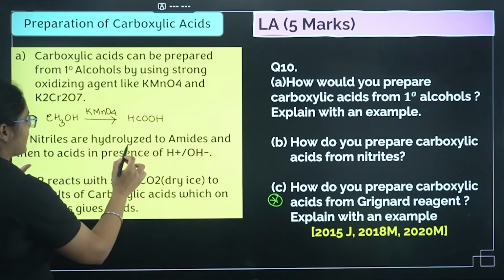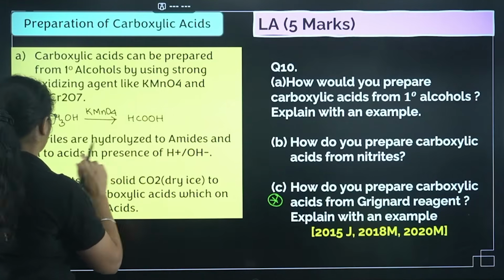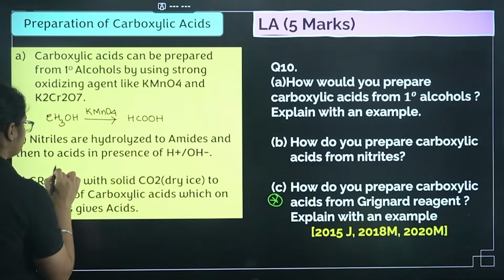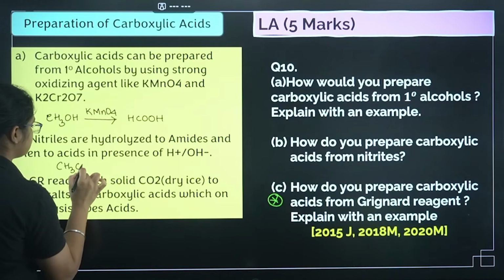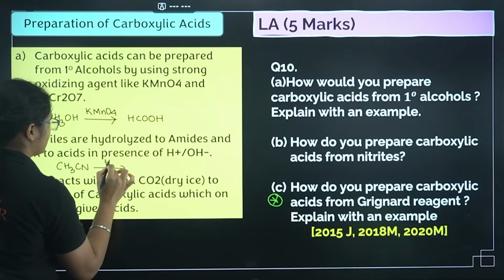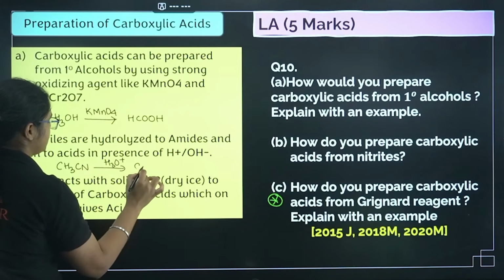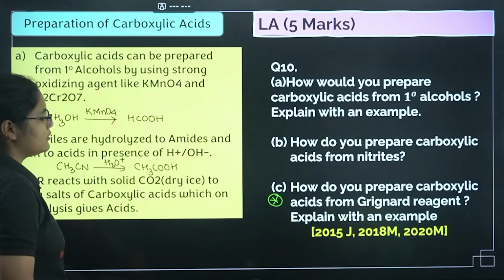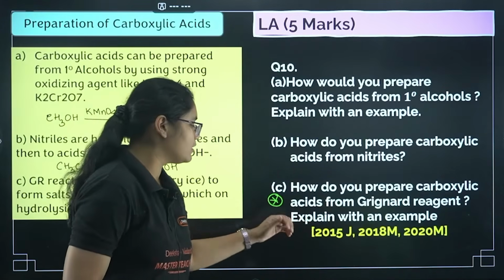Okay. Next is how can you prepare carboxylic acids from nitriles? So nitriles are hydrolyzed to amides and then to acids in the presence of H plus or OH minus. Here also if I have an example, CH3CN, if you take it and add H3O plus, you will get CH3COOH. Okay.